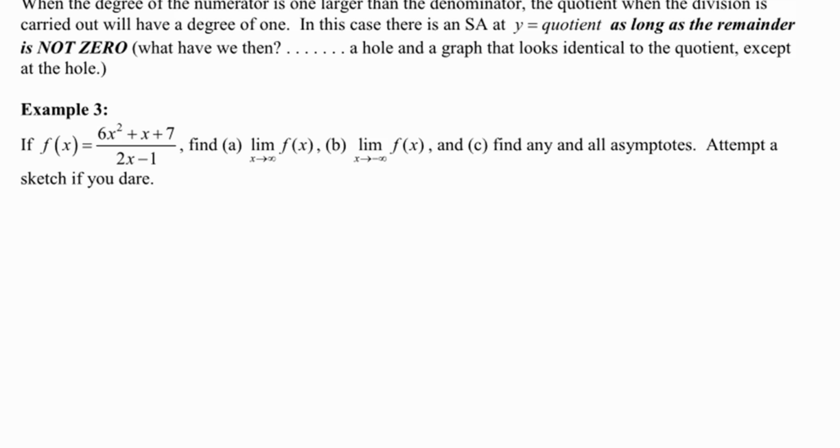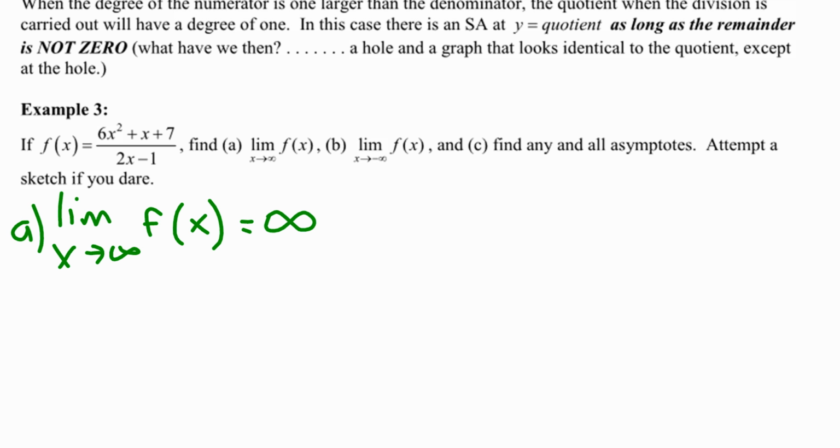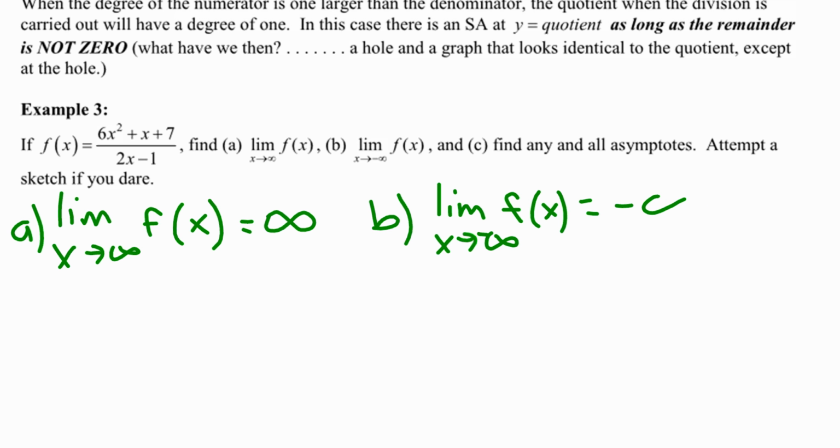All right, but we'll start off at the beginning. First, we're just going to find the limit as x approaches infinity of our function. Now remember, it's going to grow faster at the top than it is on the bottom, so that's going to be infinity. Part B, the limit as x approaches negative infinity. Now we just plug in our negative large numbers. The top's going to be a positive infinity, the bottom's going to be negative infinity, so our limit is negative infinity.